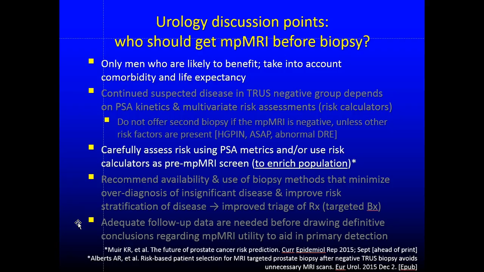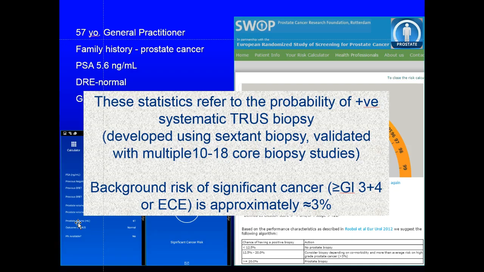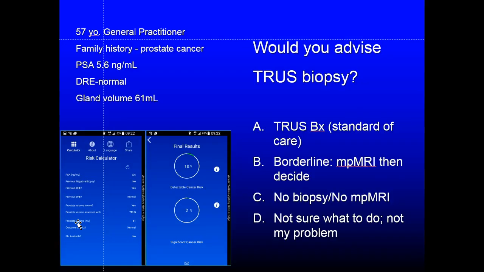Now, so what we're really saying is that we need to enrich the population using PSA metrics or risk calculators to be able to get a good MRI together. So let's take a look at this guy here, who is a general practitioner.